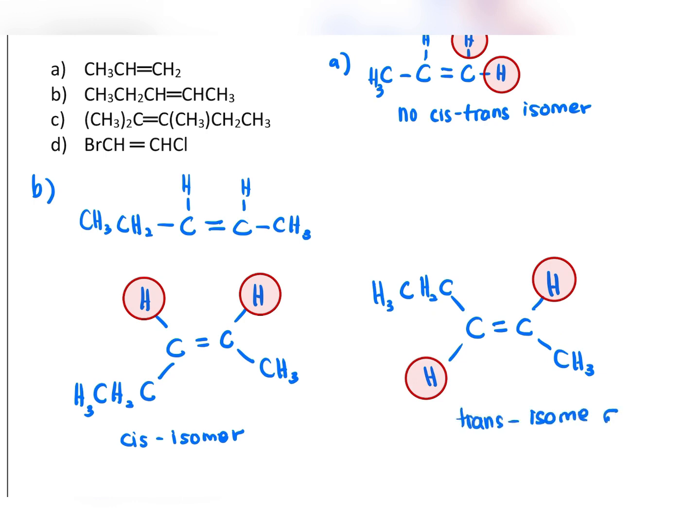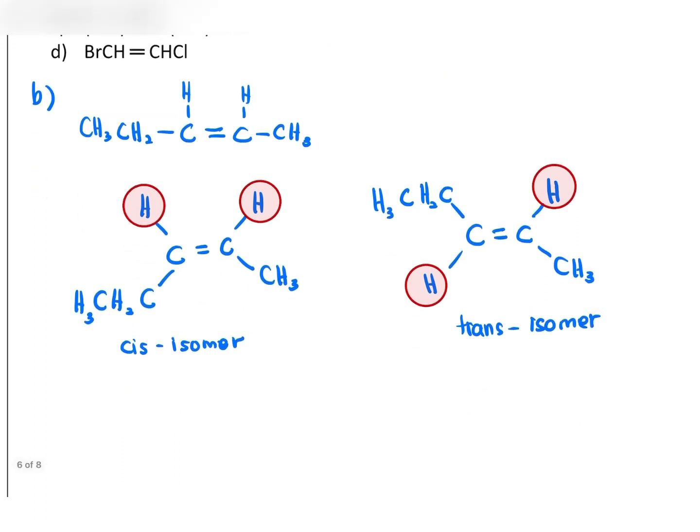Alright, so now you have not learned naming yet. So it's fine for you to just write cis isomer, trans isomer. But later on when you know how to write the name, you should write the name lah.